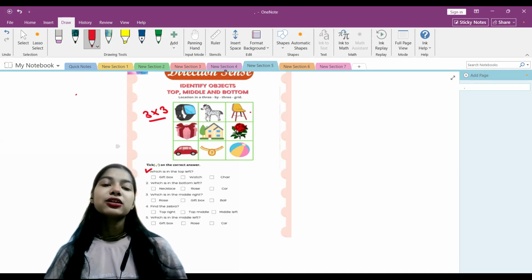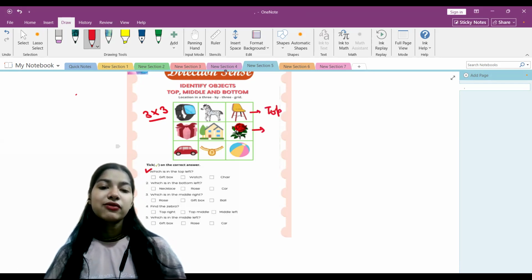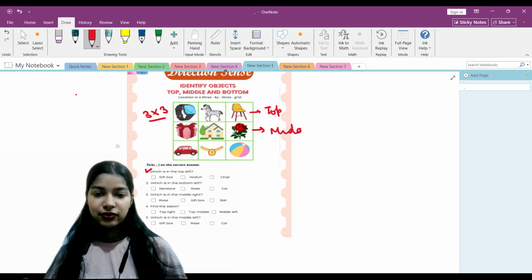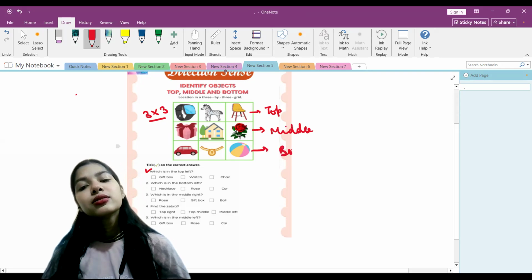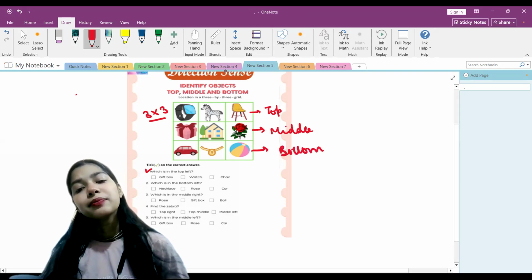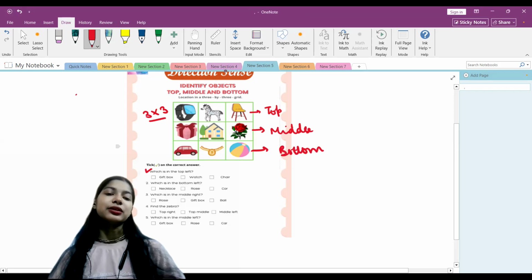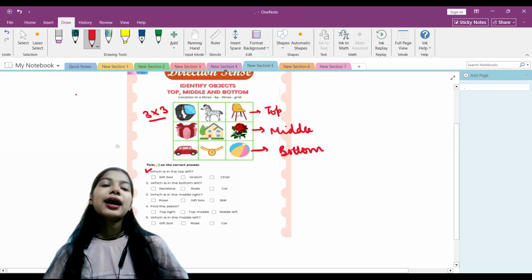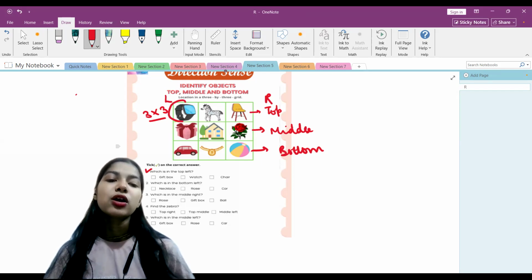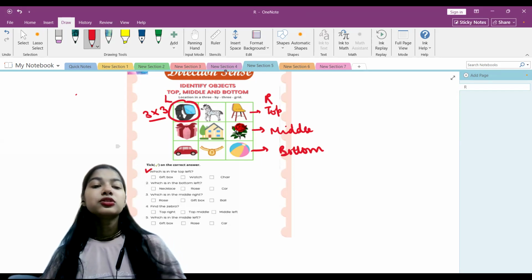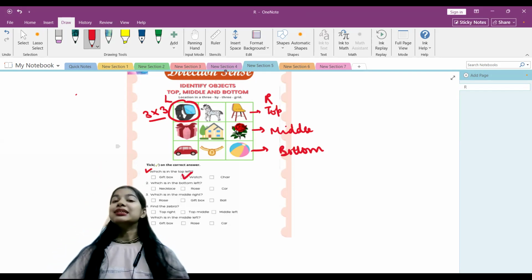Okay, let me write it over here. This is our top, and this is our middle. We have just done it, right? So this is our bottom, right, kids? This is top, and this is the left and this is the right. This is our left hand side, and which is on the top, that is a watch. On the top left, a watch is there.